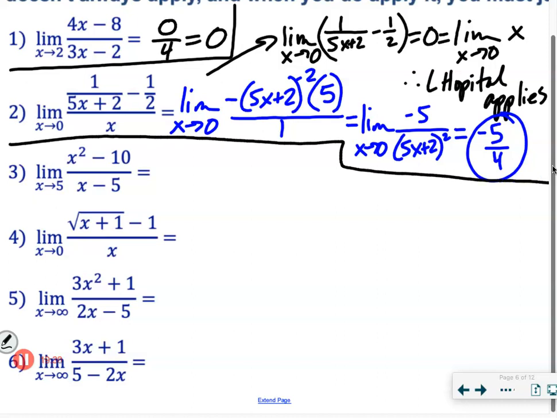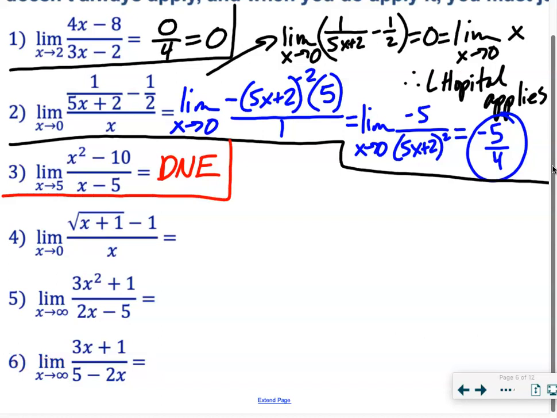The next one, if I plug in a 5 to the top, what do I get? 15. If I plug in a 5 to the bottom, what do I get? 0. Is this a L'Hopital? No. So if it's not 0 over 0, it's a DNE. So this is just DNE. We're done.